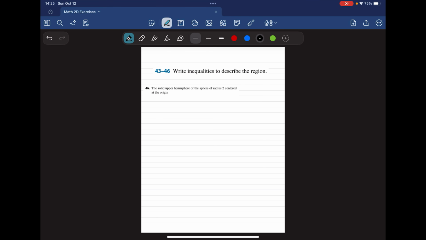Okay, let us now do problem 46. So here we're going to go backwards. We're given the region described in words, and we need to write inequalities that describe that region. So once again, the region of interest to us is the solid upper hemisphere of the sphere of radius 2 centered at the origin.